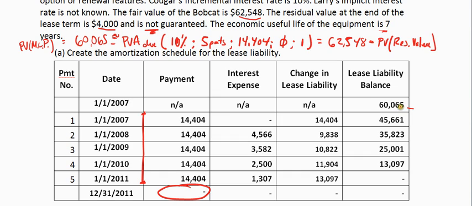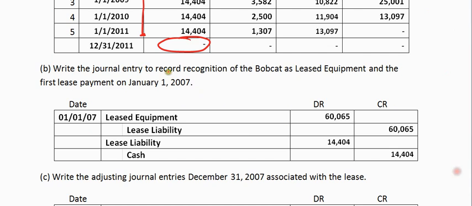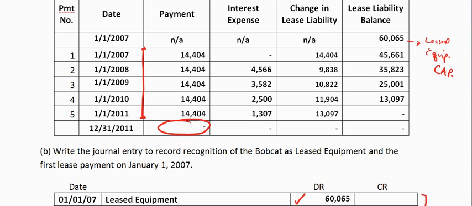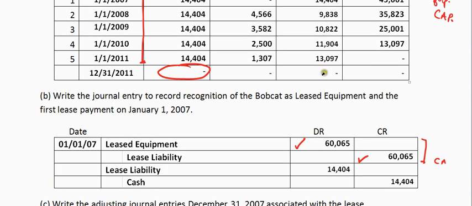All right, once you get your capitalized amount, in this schedule we have all our interest expense for every year. This is the capitalized amount. This is leased equipment, capitalized. And we're going to write the journal entry to record leased equipment capitalized. Here's the lease liability. So once again, this is the capitalization. And here's the day 1 payment.